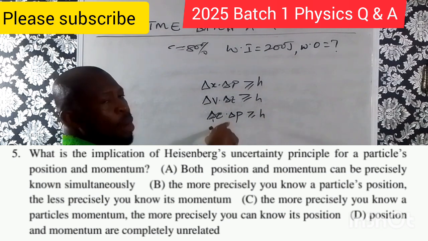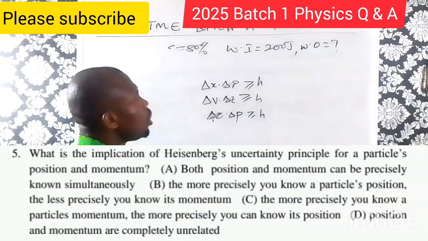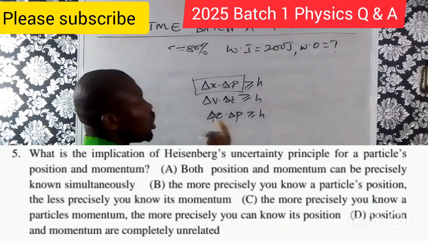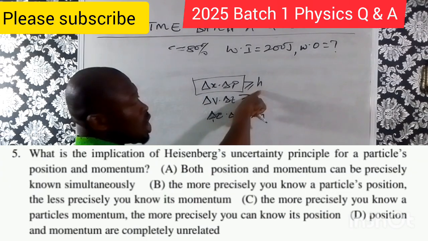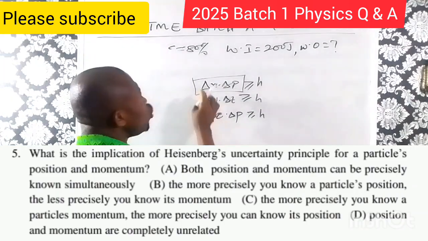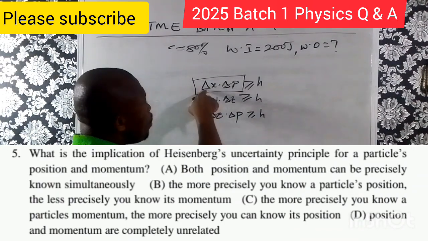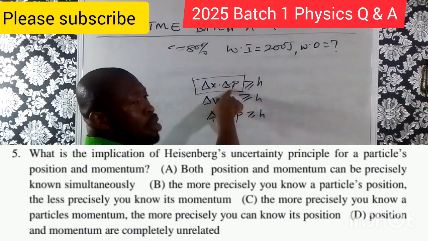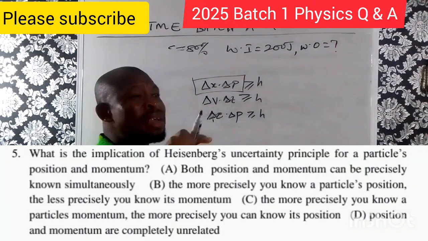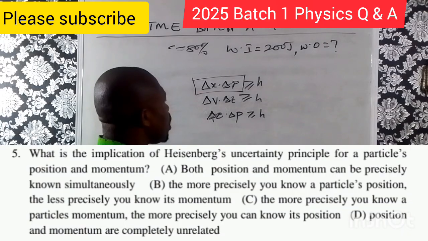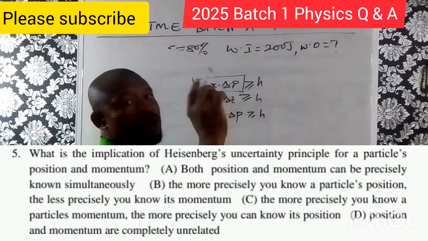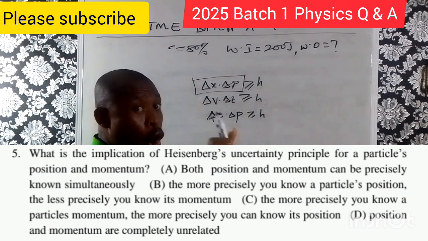So these are complementary variables. Now they say, what is the implication on this? Now the implication here is that this law says it is impossible to determine accurately both the position and the momentum of a particle at the same time, to determine them correctly, simultaneously. Likewise, you cannot determine the energy and time of a particle simultaneously to be correct.